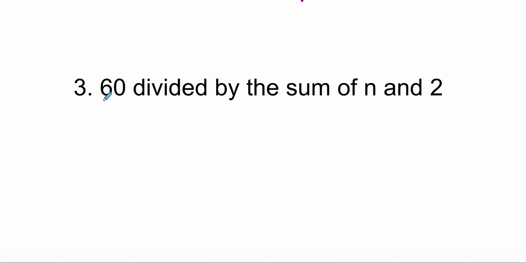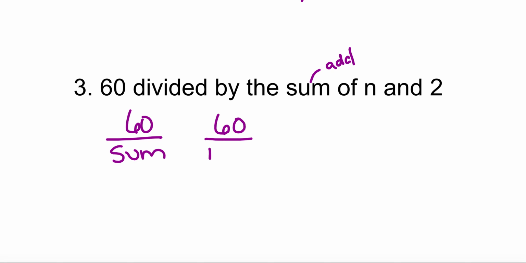All right, this is telling me 60 divided by the sum of n and 2. So I'm taking 60 and I'm dividing it by a sum. Well, what is the sum? The sum means the answer to an adding problem. What am I adding? N and 2. So I need to take 60 and divide it by the sum of n plus 2.